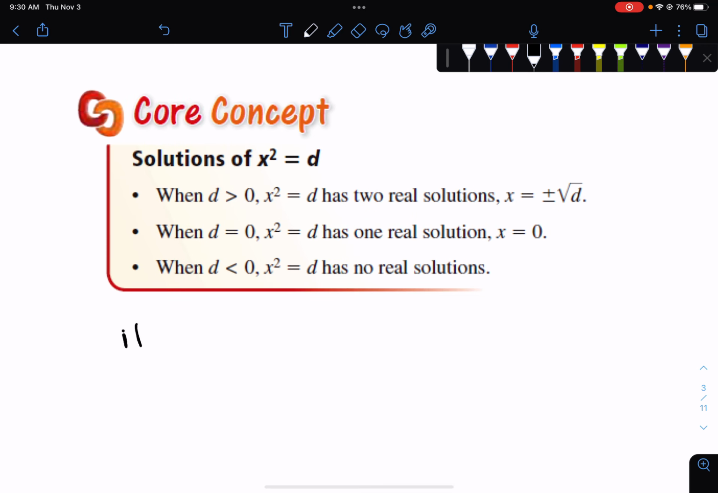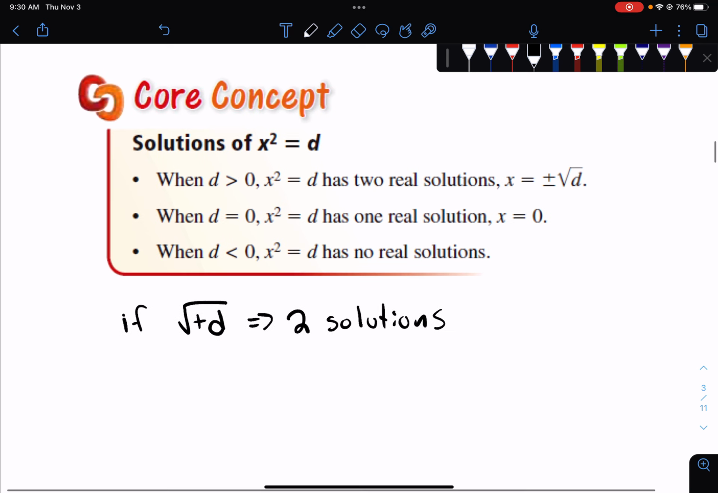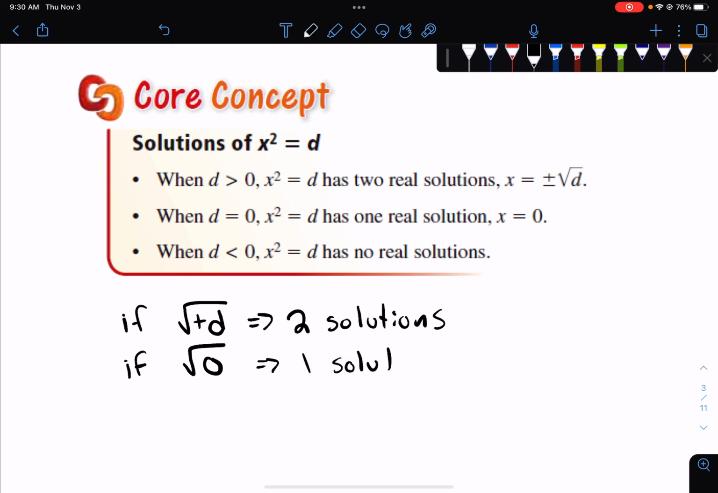So if I take the square root of a positive number, we're gonna say D is a number, okay? If I take the square root of a positive number, that means I'm going to end up with 2 different solutions, okay? My graph is going to cross in 2 different places. If I take the square root of 0 when I'm solving, that means I only am going to get 1 solution. It's not always going to be x equals 0. It could be something else, but I'm only going to get 1.